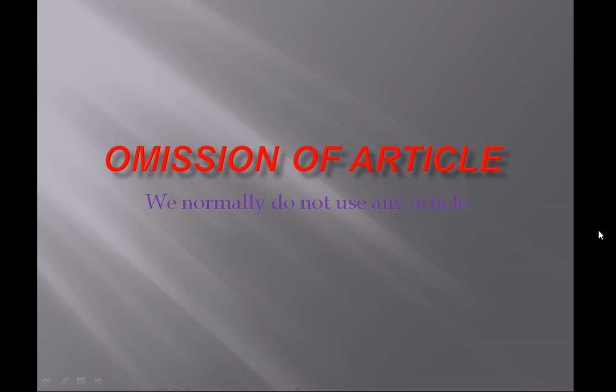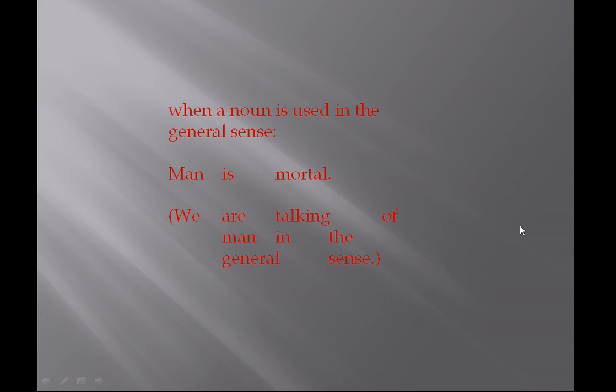Point number 1, where we do not use any article: when a noun is used in the general sense, we do not use any article. For example, man is mortal. Here we cannot say the man, a man, etc., because here we are talking of man in the general sense.